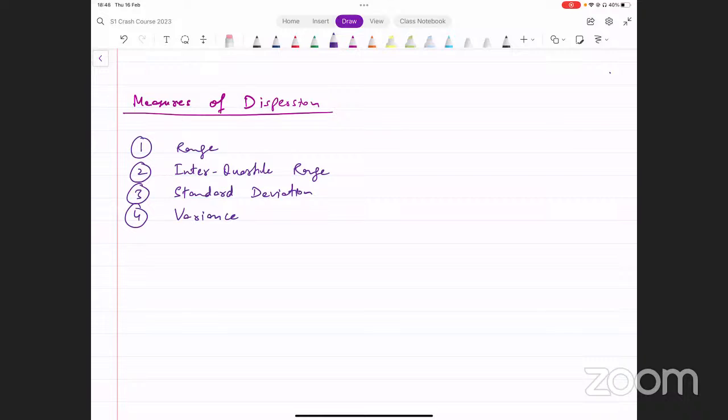What do these measures tell you about? They tell you how much variation you have in the data. Okay. They tell you how much variation there is in the data. So they quantify the variation. So you can say these are numbers that quantify, that give a number to variation in the data.